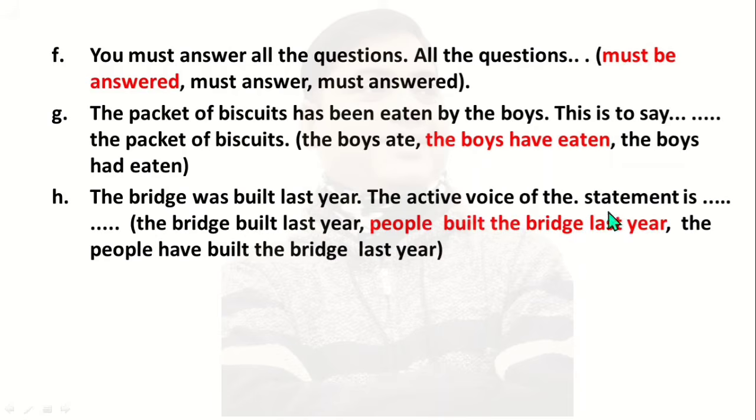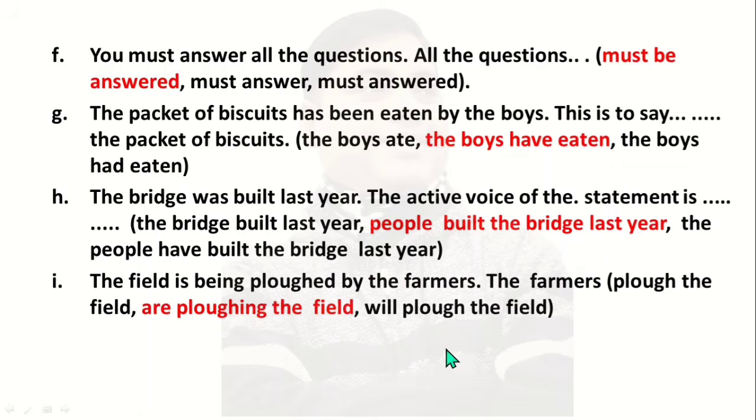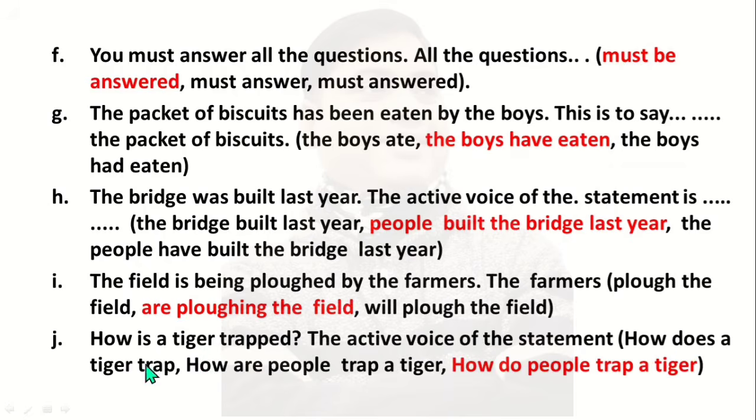The bridge was built last year. The active voice is someone. People built the bridge last year. So built is verb 2. That's why was built is the. The field is being plowed by the farmers. Being plowed. Being verb 4. So the right answer is are plowing the field. The farmers are plowing the field.